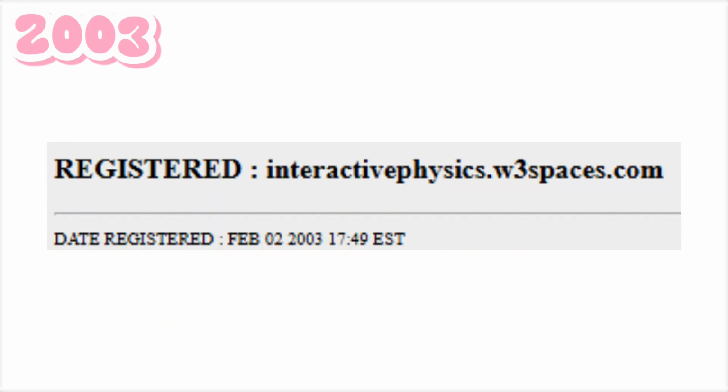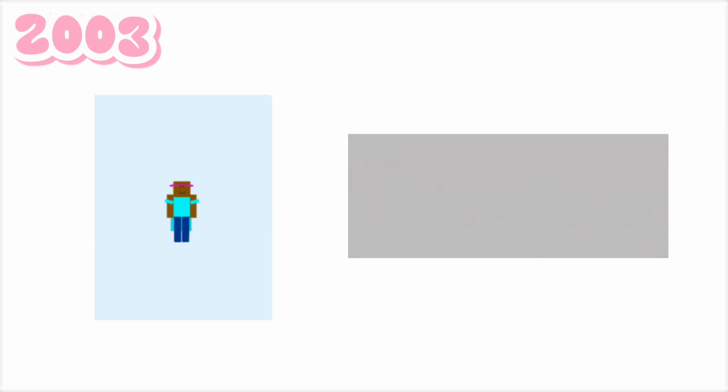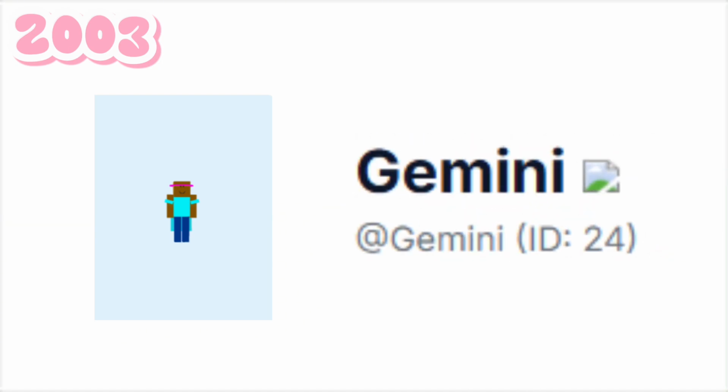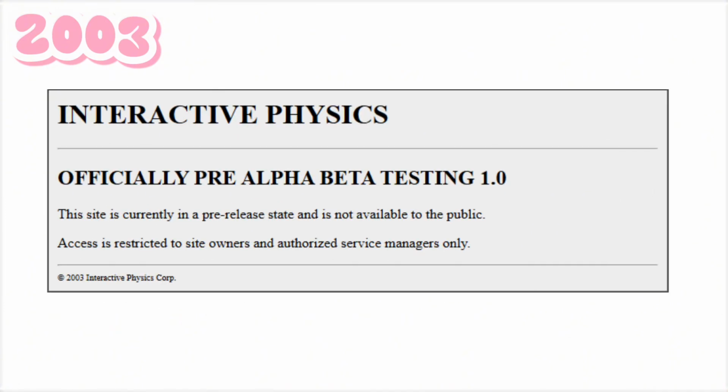And in February of 2003, the Interactive Physics domain site is officially registered. Later on March 26, 2003, the co-owner, aka second owner known as Gemini, will begin working alongside Made-on-Ice on the project. A couple months later, on July 7, 2003, Interactive Physics officially enters pre-alpha beta testing stage.